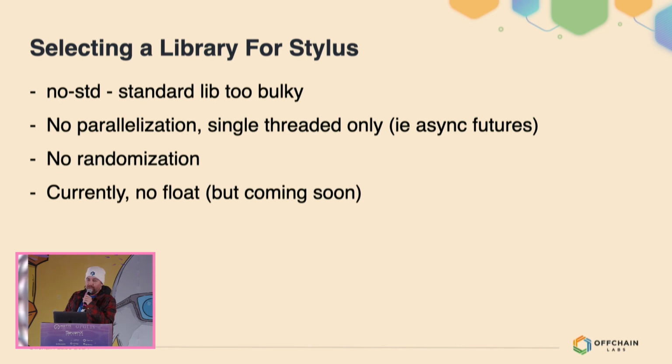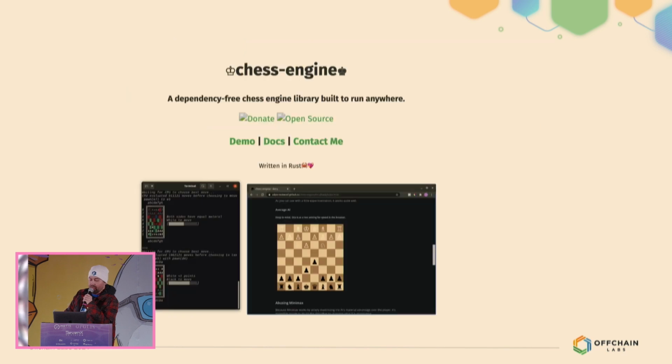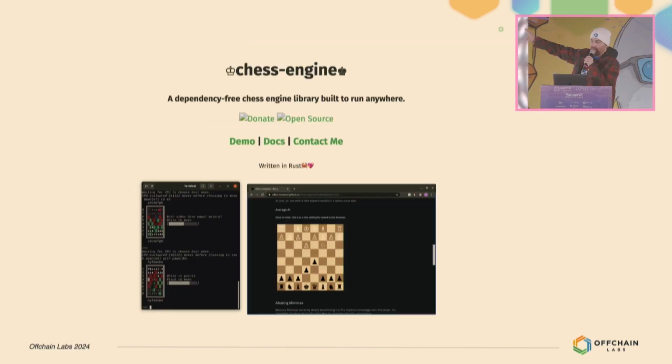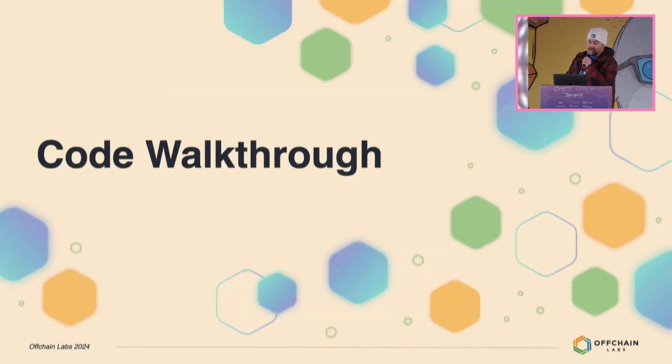We need to be very deterministic about how execution goes. And currently there's no float, but we're planning on implementing a version of float soon. So something to look out for. But the library that I used for this demo is called just chess-engine. You can find that on crates.io.